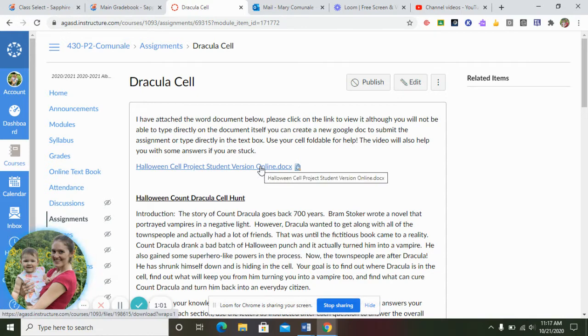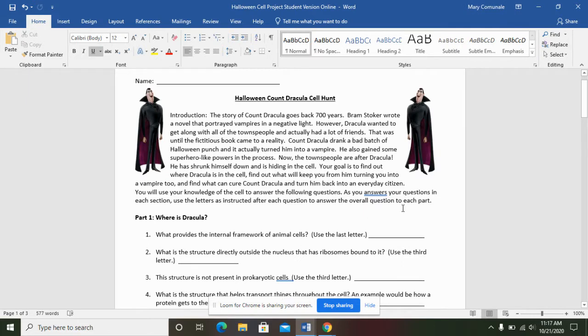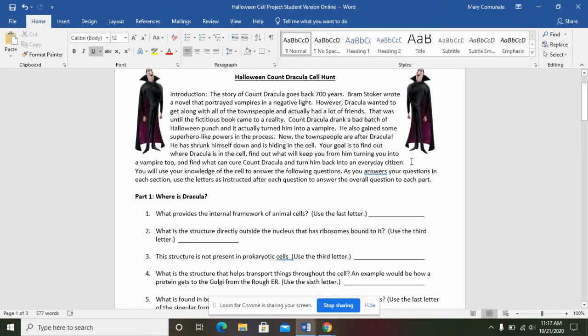You'll need to either type in the text box below, or you can create a separate Google Doc and upload that and submit it to me. So you're not going to be having to write on anything directly in this assignment. So I'm going to go to the document version of it. It's a little bit prettier to look at. And there it is. When I say prettier, just the formatting is a little bit better. So Halloween Count Dracula cell hunt. I'm going to go through this. I'm going to help you out a little bit. If you already know what you're doing, great. If you need some examples, that's why you watch the video.